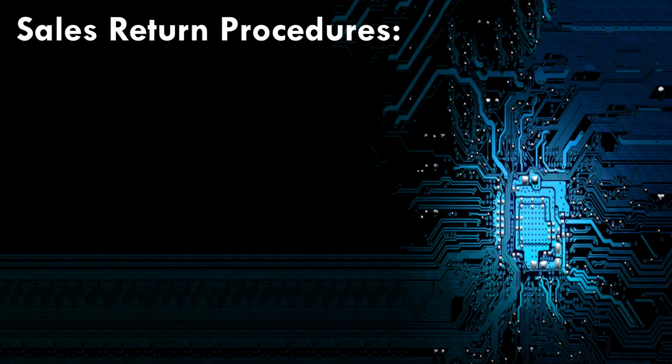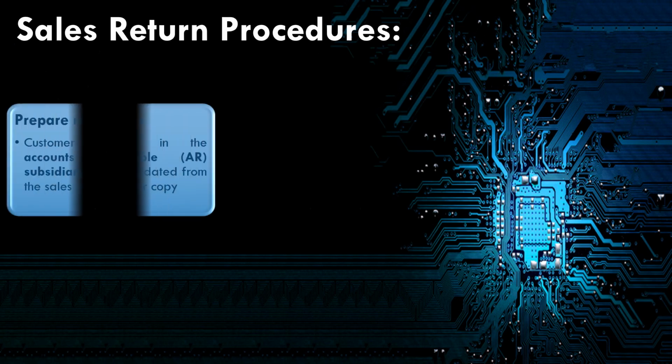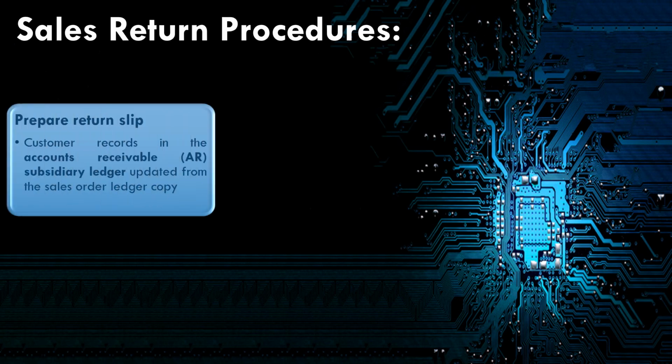Now let's talk about the scenario if we get sales return procedures. If we get a sales return due to either a damaged item or a wrong item being sent to the customer, then we need to address that in the system and adjust the recording. So the first step is preparing the return slip.